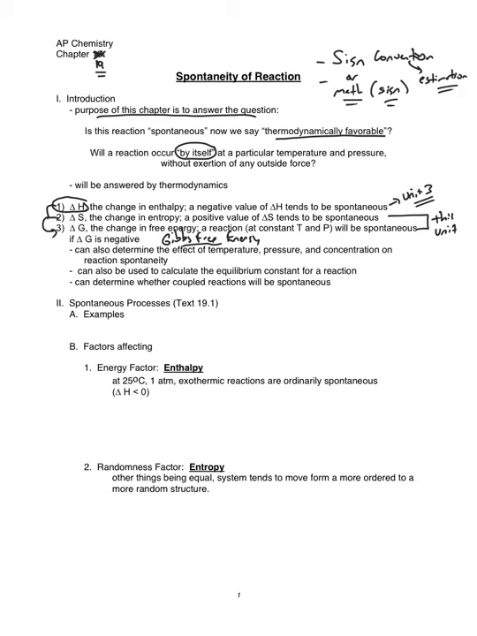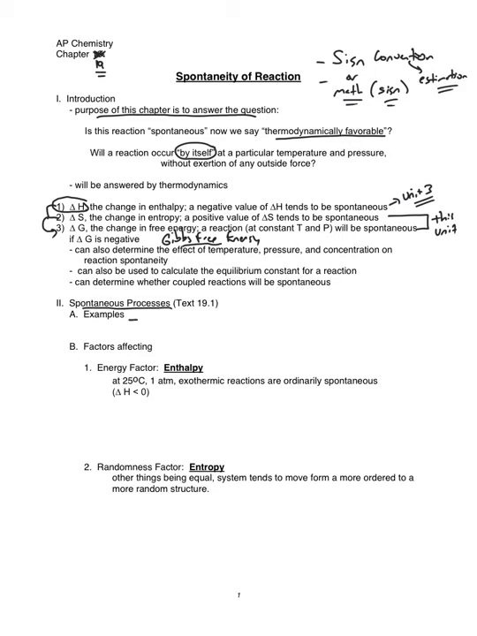Okay? So, spontaneous processes. Reactions that are thermodynamically favorable. And I often use the word spontaneous because it's one word. It's a lot easier to say than thermodynamically favorable. But understand that spontaneous means the same thing as thermodynamically favorable. So a spontaneous reaction is one that's going to naturally occur.